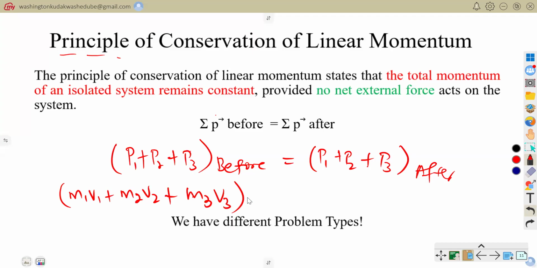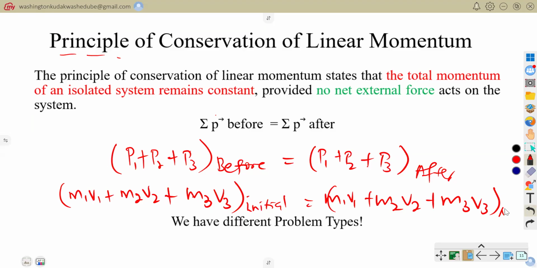That is initial, or else before, should be equal to what? Mass of object 1, velocity of object 1, plus mass of object 2, velocity of object 2, plus mass of object 3, velocity of object 3, after, or else final. That is what we call the principle of conservation of linear momentum.